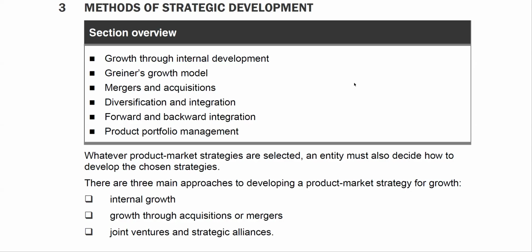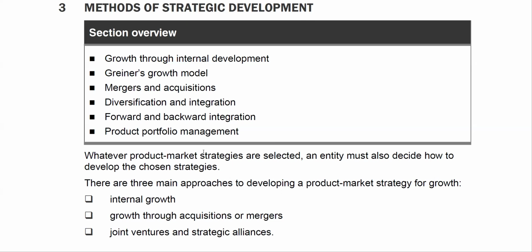So we look at growth through internal development. We look at the Greiner's growth model. We look at mergers and acquisitions, diversification and integration, forward and backward integration, and product portfolio management. These are all methods that companies use to grow.